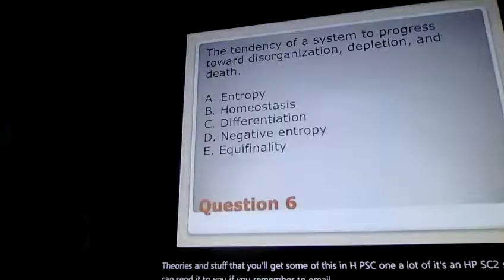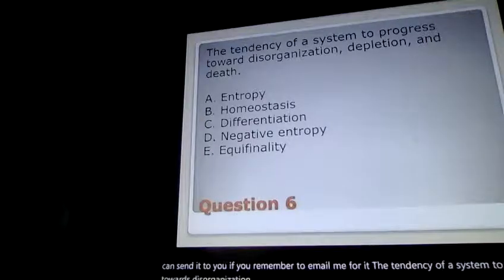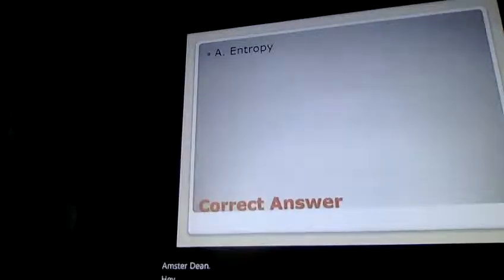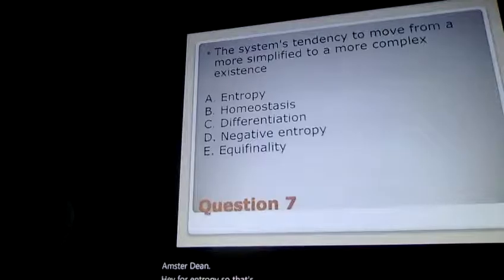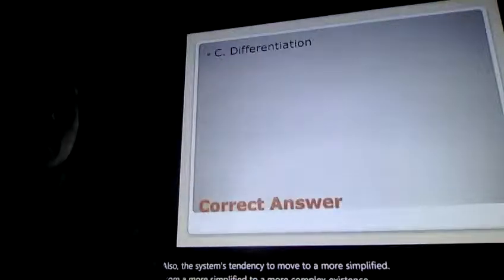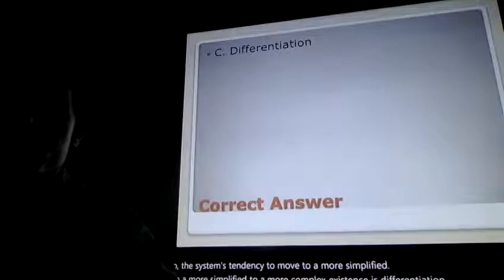The tendency of a system to progress towards disorganization, depletion, and death. Answer being A, entropy. So that's the breakdown there. Also, the system's tendency to move from a more simplified to a more complex existence is differentiation. So you'll see that one there.